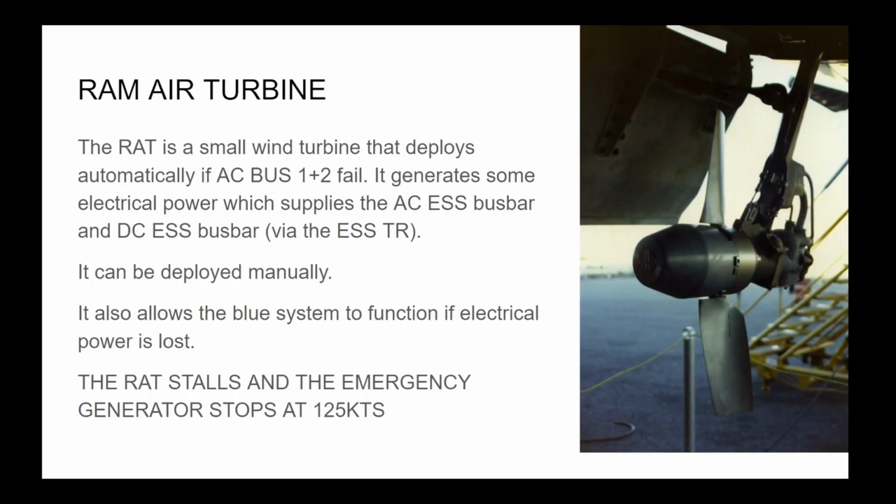The RAT is a small wind turbine that deploys automatically if AC bus 1 and 2 fail. It generates some electrical power which supplies the AC essential bus bar and DC essential bus bar via the essential transformer rectifier. It can be deployed manually as well as automatically. It also allows the blue system to function if electrical power is lost. The RAT stalls and the emergency generator stops at 125 knots.